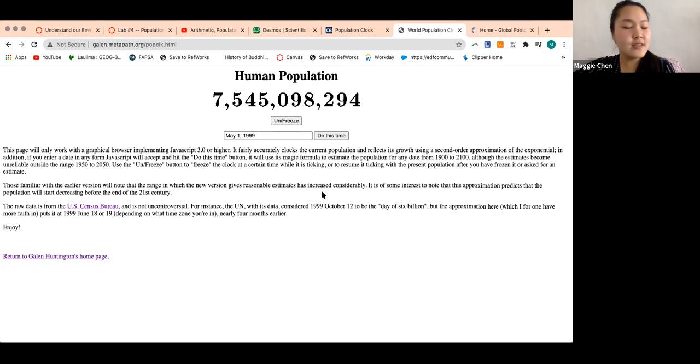So it's very interesting if you wanted to look up this population clock later on your own time, and say look at your own birth date and see how many people have been added since then, you can. Now if we're going to go back to our PowerPoint.